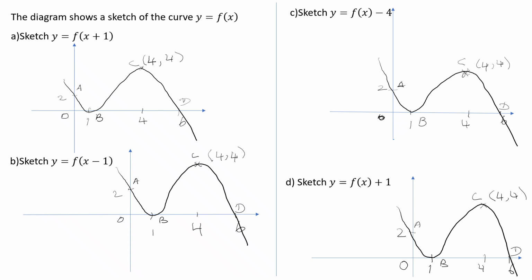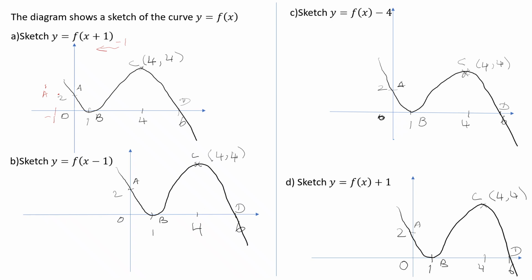So inside the bracket is x plus 1, so the x coordinate is going to change to the left hand side. That means left hand side by 1, the opposite direction. So the first point A, the coordinate is 0, 2. So the x coordinate is going to change to -1 and 2. So this is new A. So I'm going to put A dash.